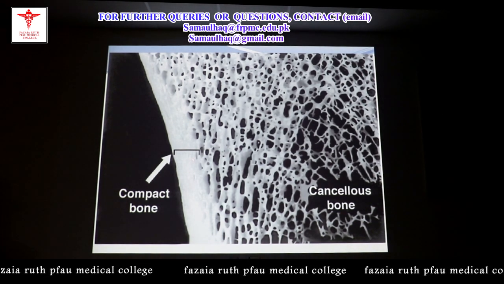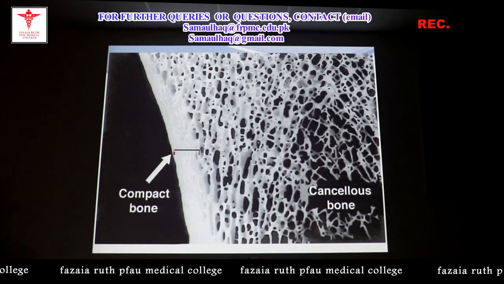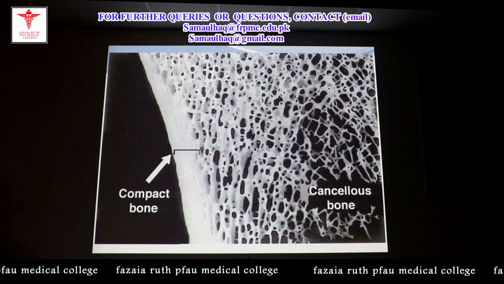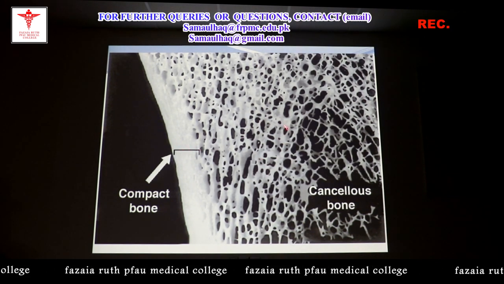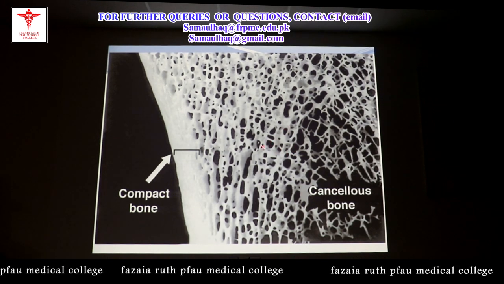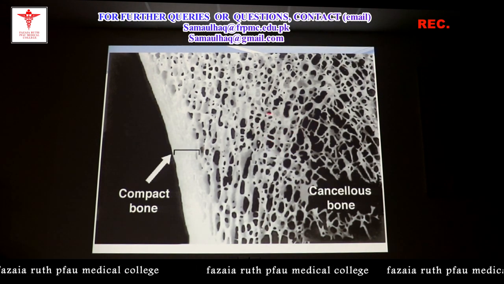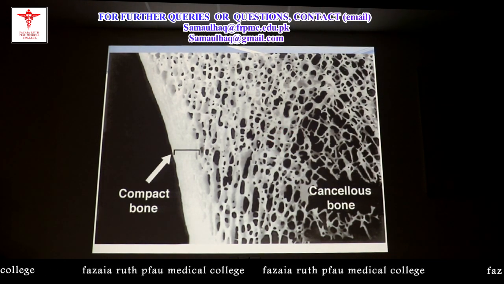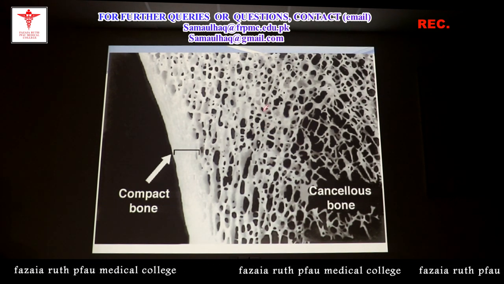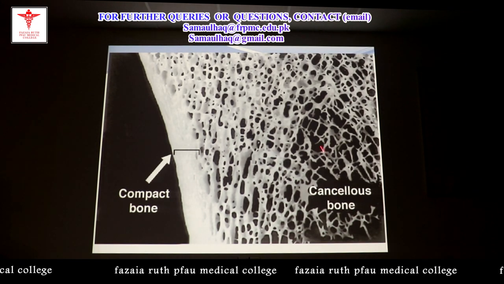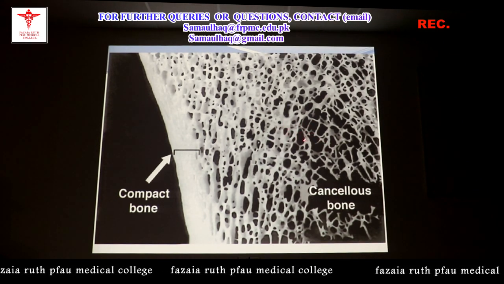This is another diagram showing the compact bone. We can't see any space there, very thick populated, as compared to the cancellous bone or spongy bone, which contains spaces in between. So it's just like a web or a network of fine bony tissue along with the spaces.